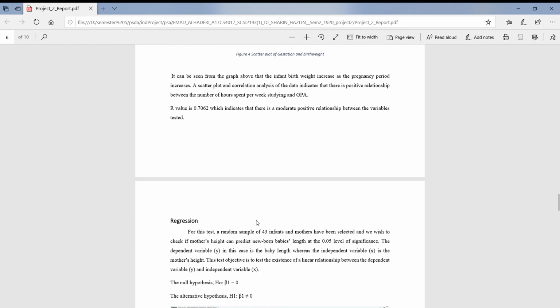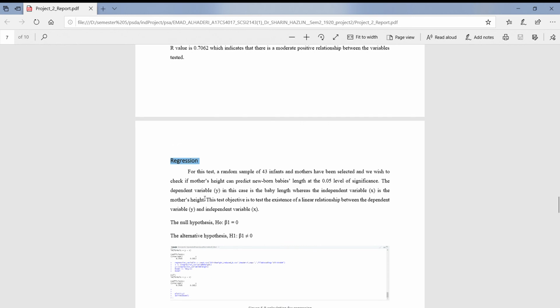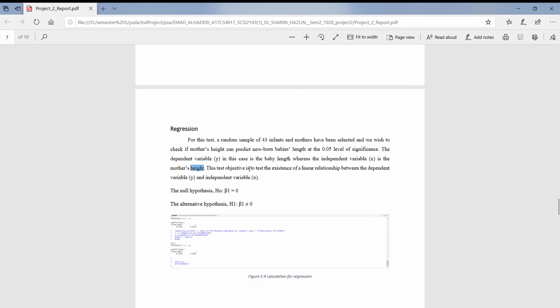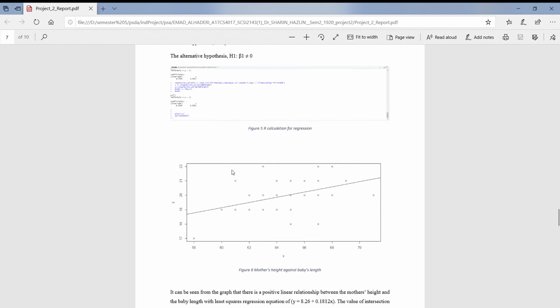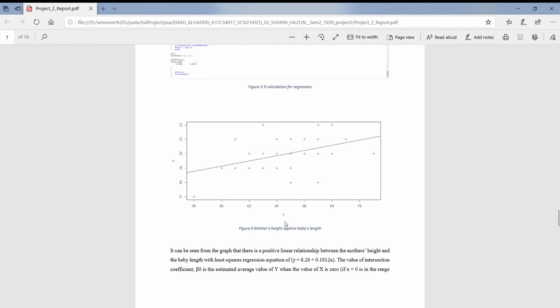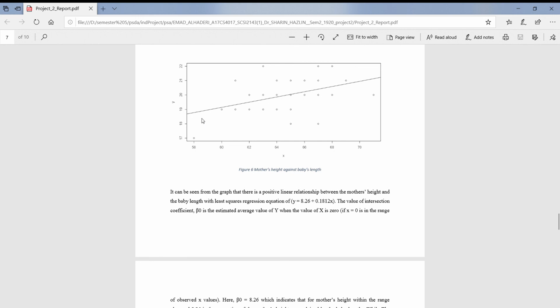Okay, going forward to the regression, for this test, I have chosen the dependent variable y as the baby length, and the independent variable x is the mother height. So I wanted to test if there is a relationship between mother height and baby length. I have got the least squares regression equation of 8.26 plus 0.18x. Looking at the scatter plot here, we can see that there is a positive relationship. Basically, as the mother height increases, the baby length increases.